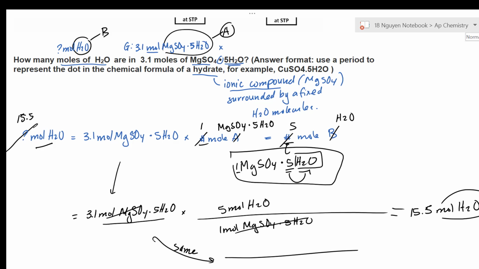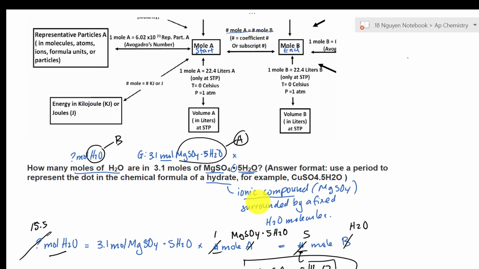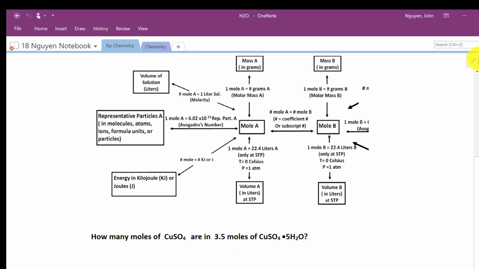So don't get intimidated by the chemical formula. Always start with what's given to you and slowly analyze it and then interpret using what you know about the stoichiometry flowchart in terms of the unit and the chemical. Now let's try the last problem together.